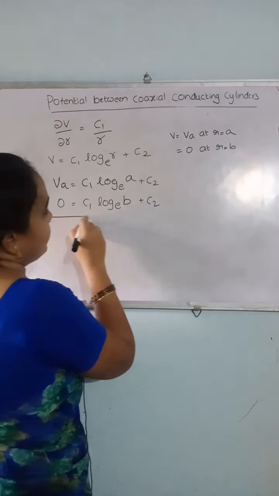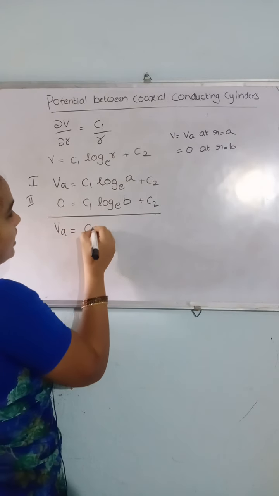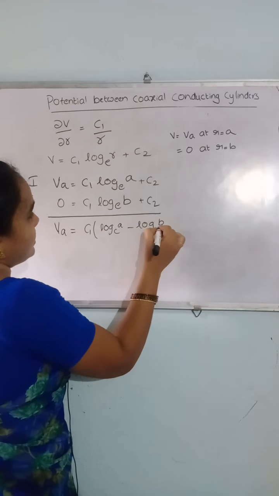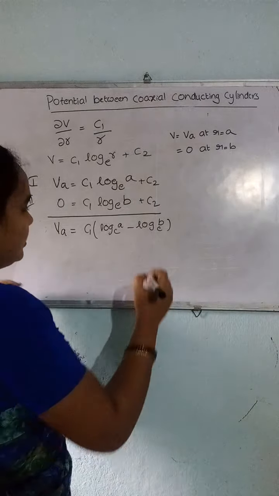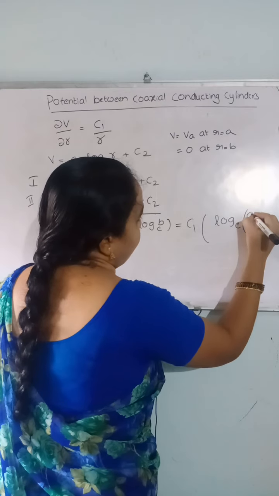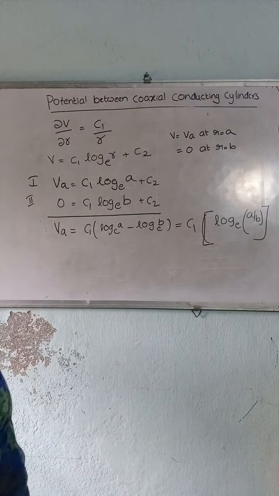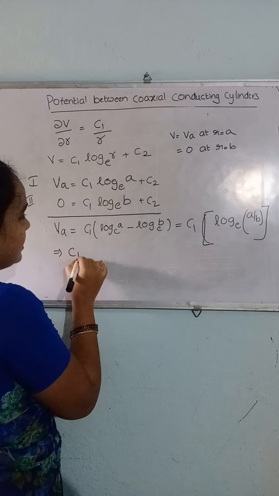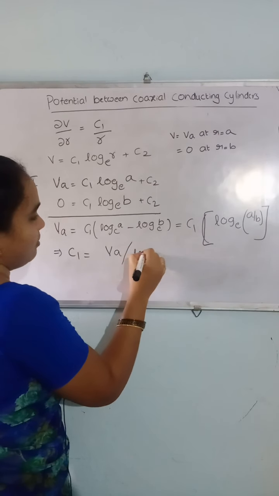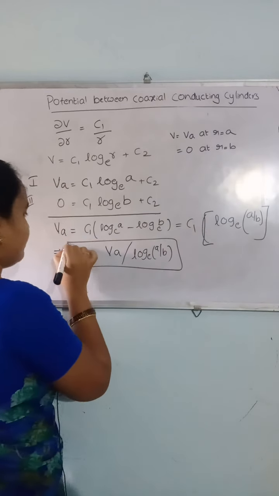So let us subtract these two equations. On subtracting, we get VA equal to C1 into log A base e minus log B base e, and C2 gets cancelled. So that is C1 into log base e of A by B. Then C1 is equal to, what is the value of C1? VA divided by log base e of A by B. So we have calculated the value of C1.